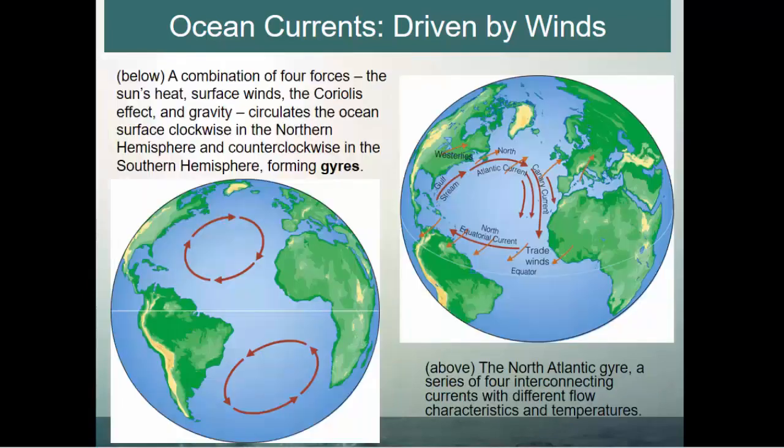A combination of 4 forces, the sun's heat, surface winds, Coriolis, and gravity, circulates the ocean surfaces clockwise in the northern hemisphere and counterclockwise in the southern hemisphere, forming the gyres that we just talked about. Those are the 2 gyres that I showed you in the last slide. In this illustration, the North Atlantic gyre is a series of 4 interconnecting currents with different flow characteristics and temperatures. You have the North Equatorial Current, the Gulf Stream, the North Atlantic Current, and the Canary Current. These currents are driven by the northeast trade winds and the westerlies, and they result in this one large gyre in the North Atlantic.